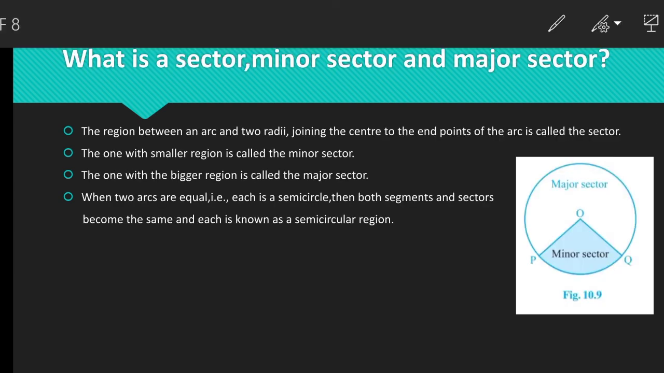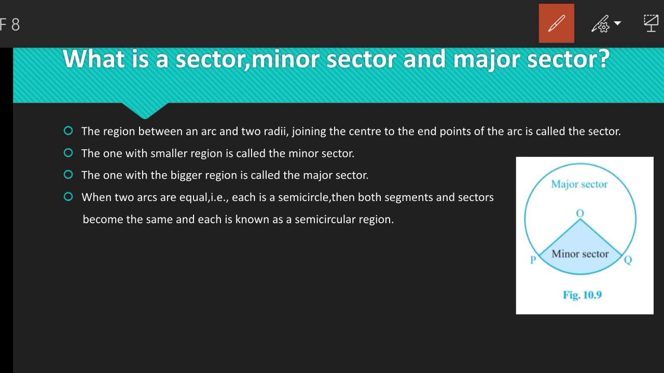Lastly, we come to sector. What is a sector? Minor sector and major sector. The region between an arc and two radii joining the center to the end points of the arc is called the sector. That means the sector starts with the arc and the radii, there are two radii, and they should come to the center. OP and OQ are the two radii that form the sector.